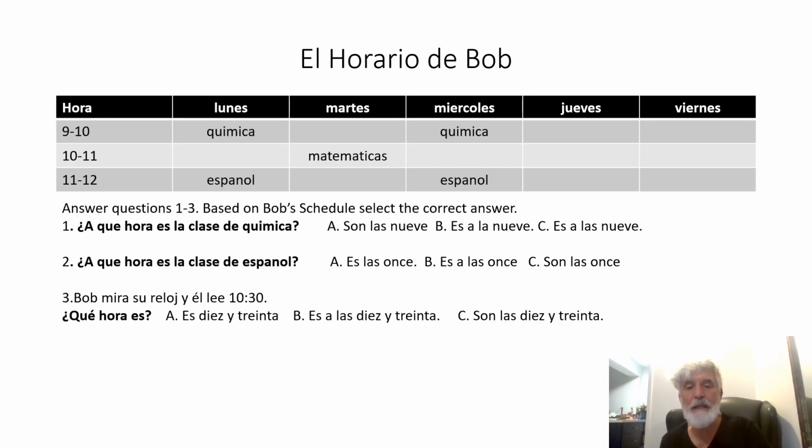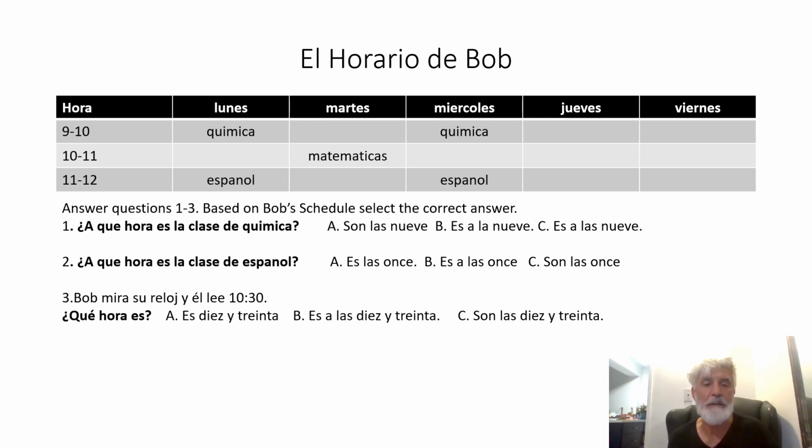So let's look at a schedule question. You should all be familiar with schedules, the days of the week, the time. And the word for schedule, as we learned in chapter 3, is el horario. And Bob's schedule would be stated as el horario de Bob.